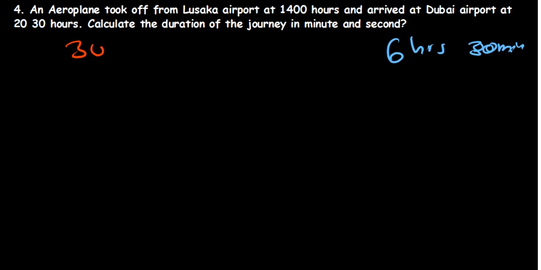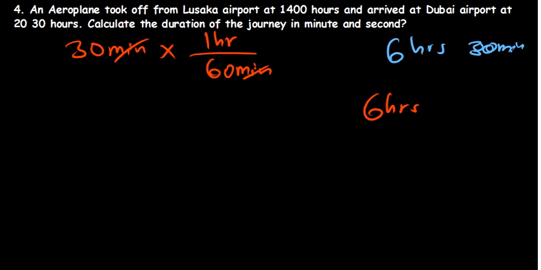I'll say 30 minutes times, we want to convert it to hours. So in 1 hour we have got 60 minutes. So minutes and minutes will cancel. So we'll say 30 divided by 60, which is 0.5. So now I've got 6 hours plus 0.5 hours. So the total time was 6.5 hours. That is the time.